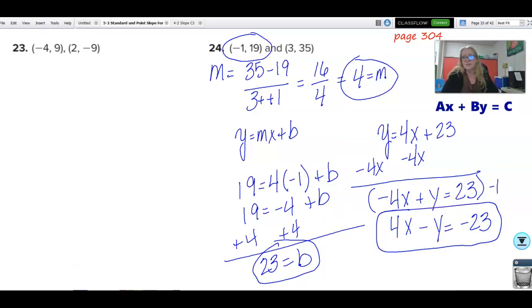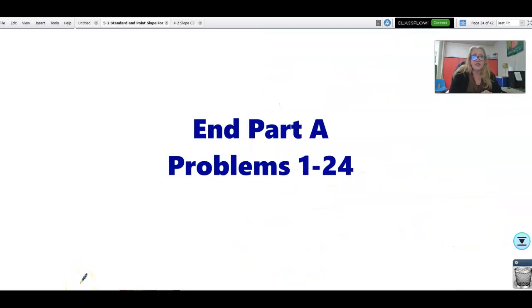All right. So, like I said, there's a whole lot of information in this section. And so I'm going to save parallel and perpendicular lines for tomorrow.